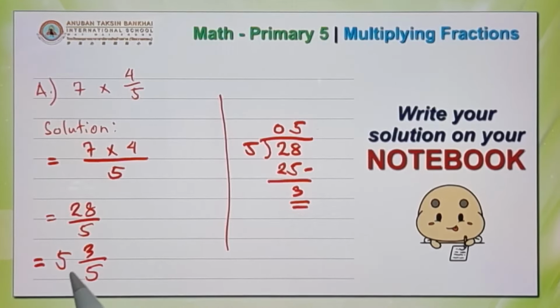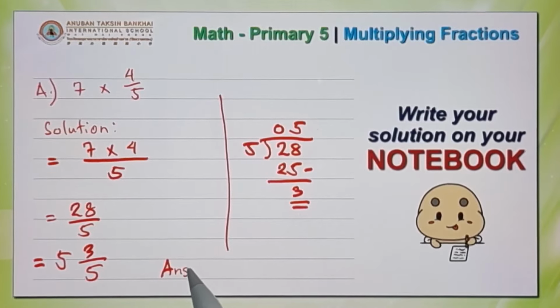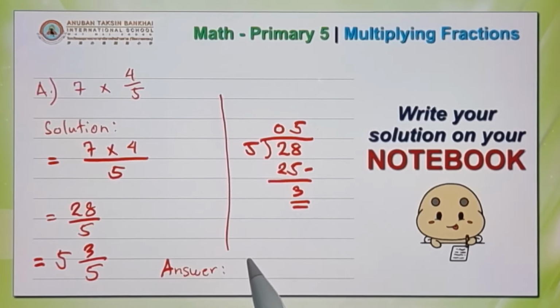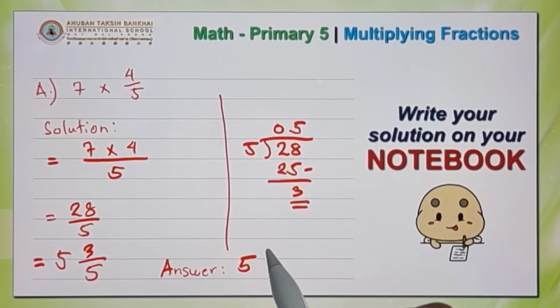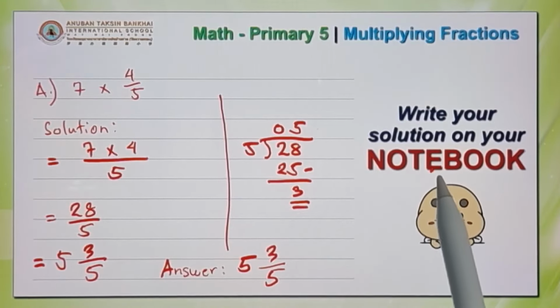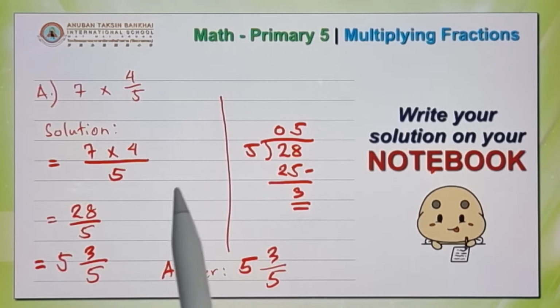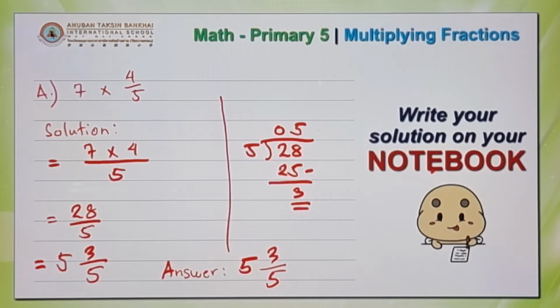Can we still simplify this one? No, we cannot. So our final answer is 5 and 3 over 5. Again, please write your solution on your notebook. You can answer directly on the worksheet, but you need to write your solution on your notebook.